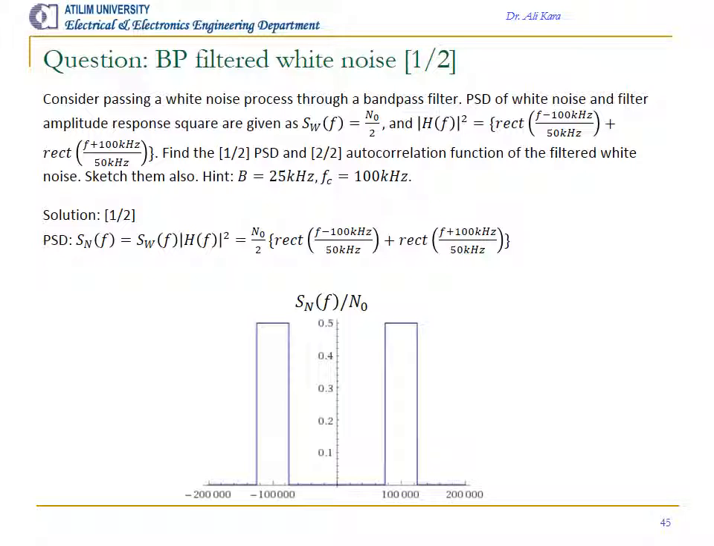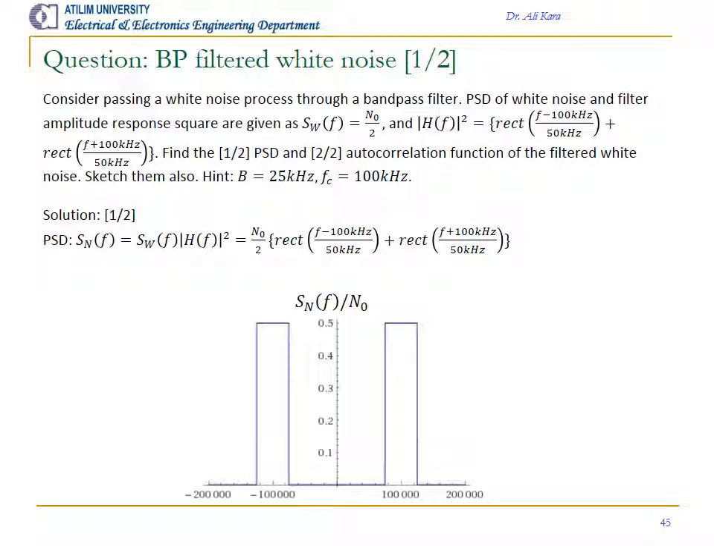Question: BP filtered white noise in two parts. Part 1. Consider passing a white noise process through a bandpass filter. PSD of white noise and filter amplitude response square are given as SW of f equals N0 over 2, and H of f amplitude square equals rect of (f minus 100 kHz) over 50 kHz plus rect of (f plus 100 kHz) over 50 kHz. Find the PSD in Part 1 and autocorrelation function of the filtered white noise in Part 2. Sketch both of them.